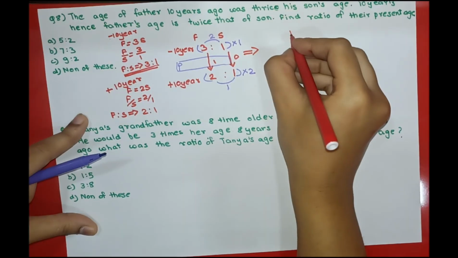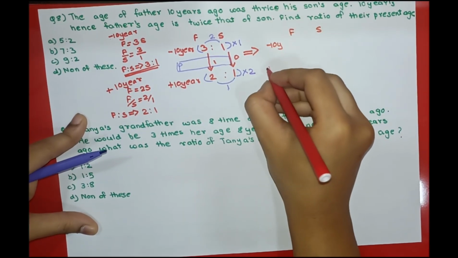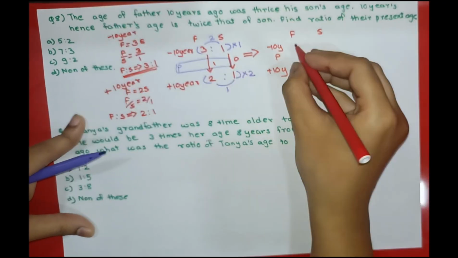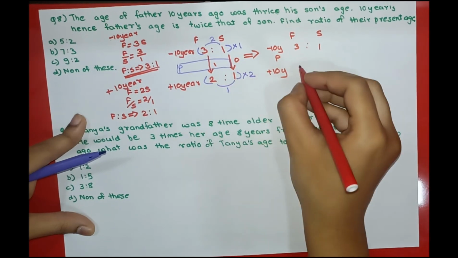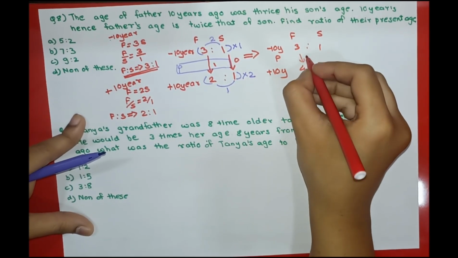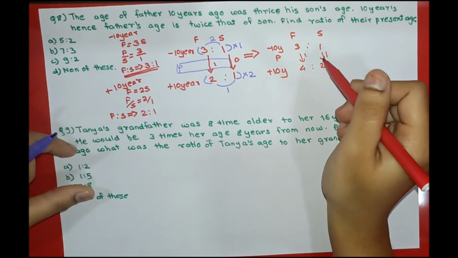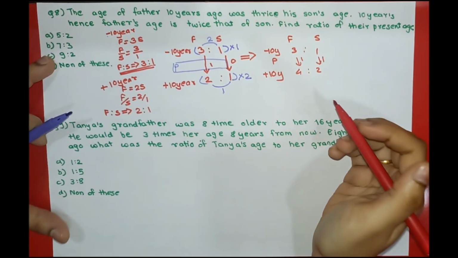So it becomes, this was 10 years ago, this was 10 years after, and this is your present age. So 1 3s are 3, 1 1s are 1, and 2 2s are 4, and 2 1s are 2. Check the difference. Here the difference is 1, and here again the difference is 1. So now as the difference is 1, we can use these values to find out the correct answer.